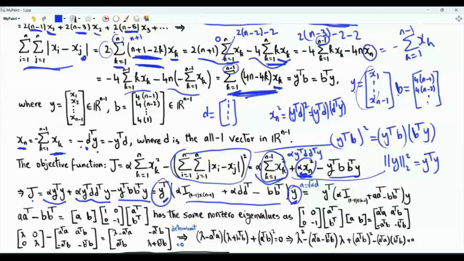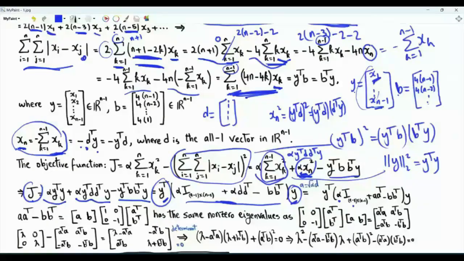If we define vector A to be equal to the square root of alpha, which is a positive real number, times the all one vector d, then the matrix of the quadratic form is alpha times identity plus A transpose A minus B transpose B. We need now to find vector y that minimizes the objective J. This is now an unconstrained optimization problem. Once we obtain vector y, we know the variables from x1 to xn minus 1. The last variable, xn, can be obtained using the constraint that the x's sum to 0.